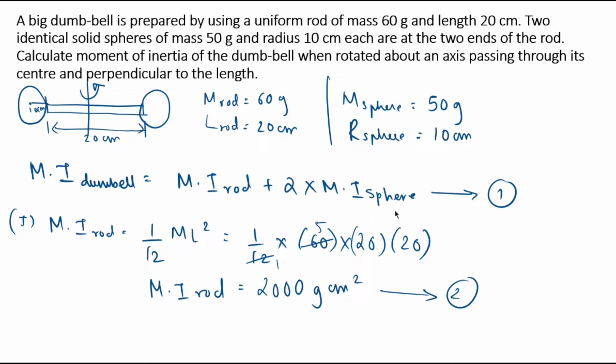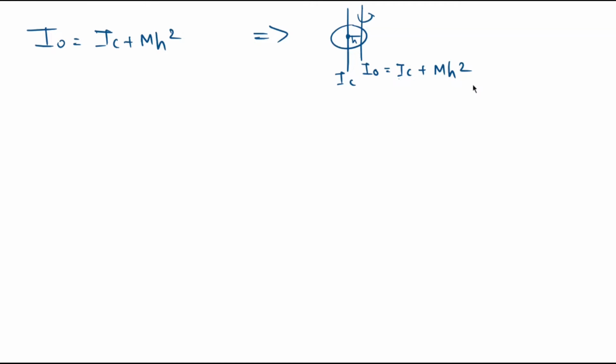Now let's calculate the moment of inertia of the sphere, but for this axis, not the axis at the center of mass of the sphere, but actually at the center of the dumbbell. To do so, we know that according to the parallel axis theorem, I naught is equal to I_C plus M h squared, which implies that if this is the moment of inertia I_C, and we are rotating it from here, and this is the distance h, the moment of inertia will be I_C plus M h squared.